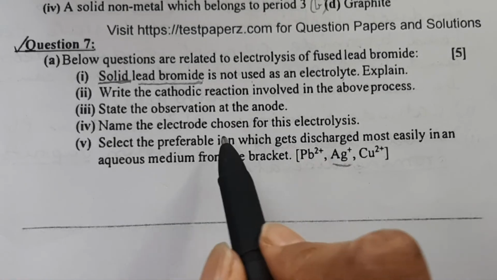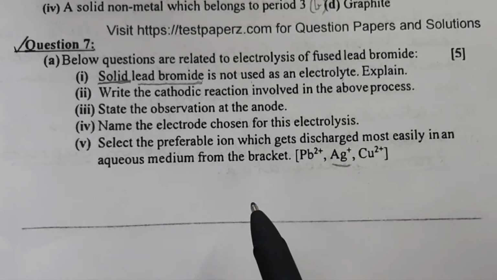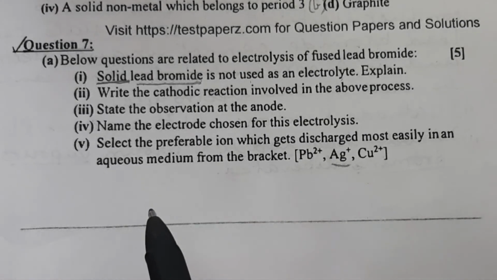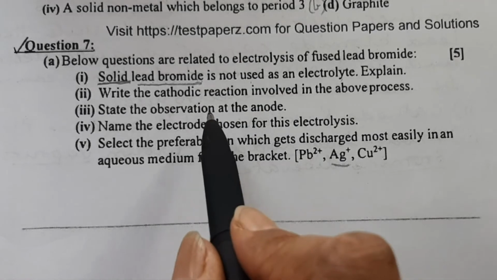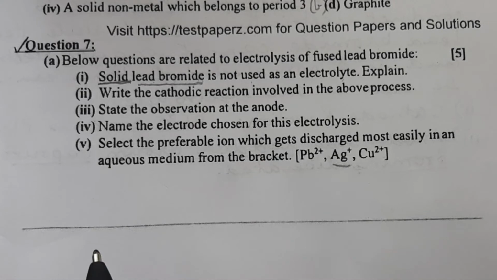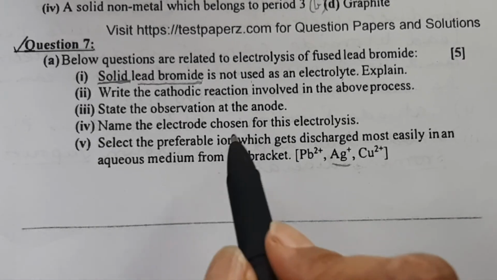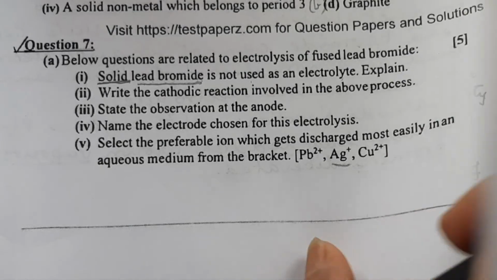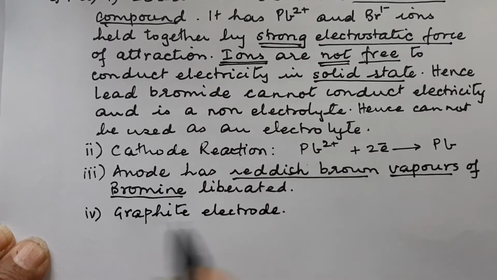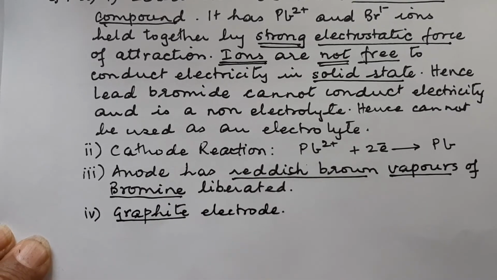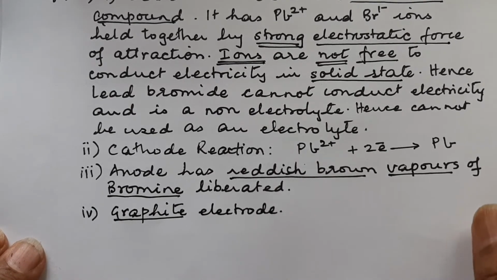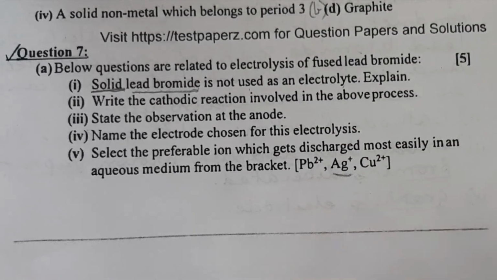Fourth subpart. Name the electrode chosen for this electrolysis. Which electrode is chosen for this electrolysis? Will it be iron or will it be graphite? Because your bromine vapors, they are highly corrosive, they are highly reactive, so iron will get affected. So we are going to use graphite. So we write just that. Actually, the examiner should have asked you which electrode is used as an anode. Okay, because anode is more important. We come to the next one.